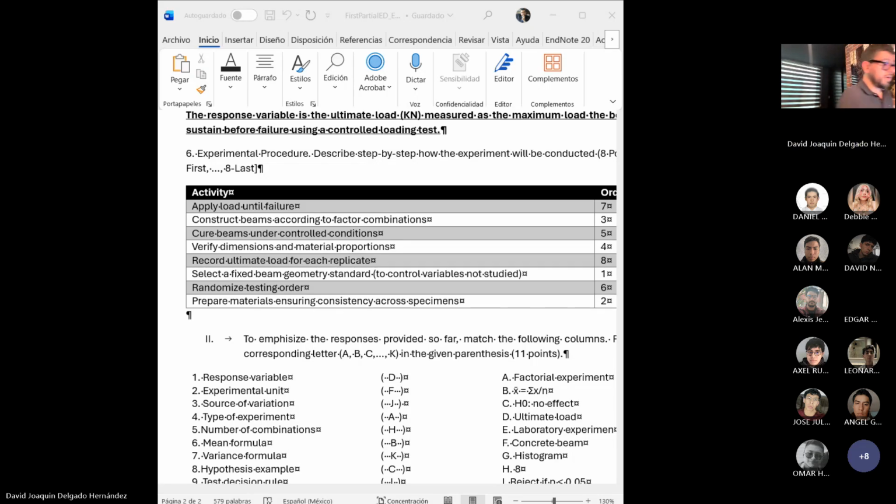Perfect. Well, let me. How can I send you a personal file by Teams or perhaps by WhatsApp?